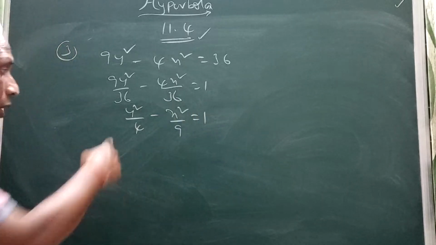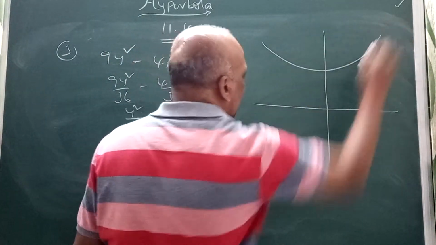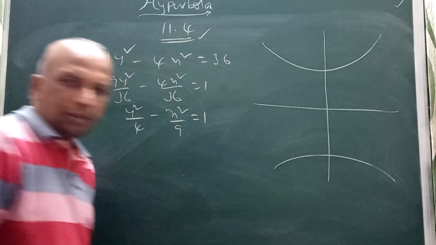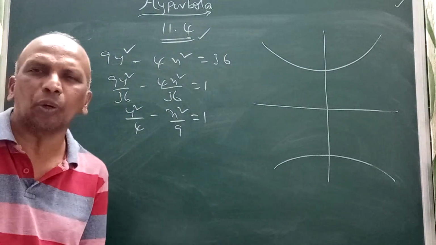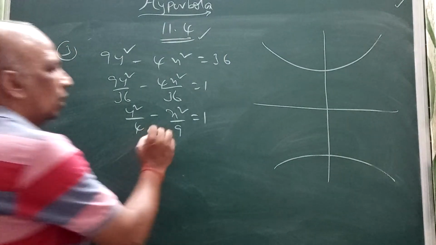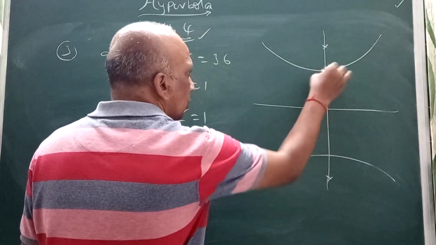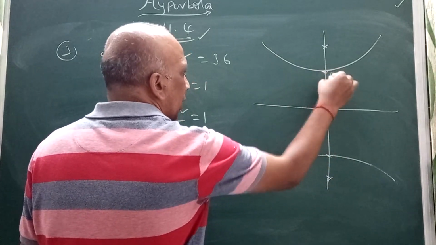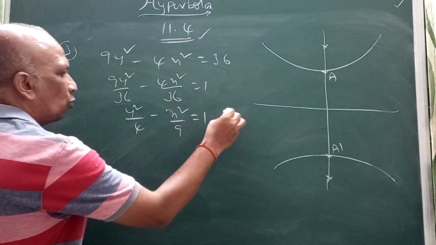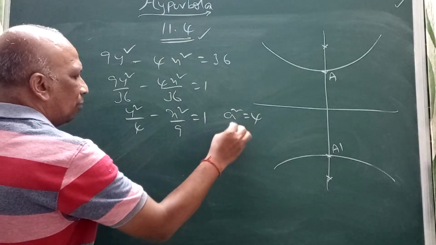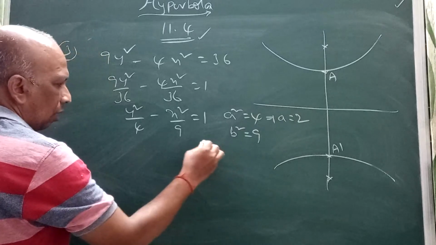Since the y square term is positive, the transverse axis is along the y-axis. You get the standard form. Even the other problems 4, 5, 6 are like this only. I can compare. Here this is the focus, this is the vertices. You can observe a square is equal to 4, and b square is equal to 9. So a is equal to 2.